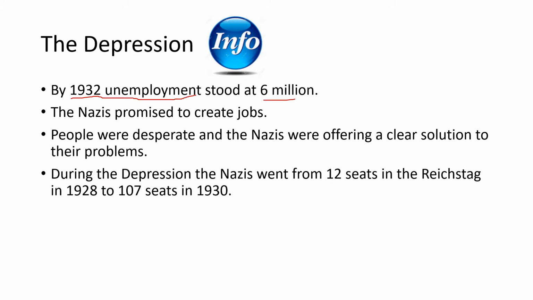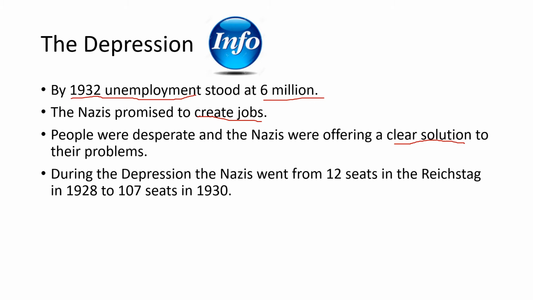You don't need to be writing this out word for word. Just pick out the important parts. So the Nazis promised to create jobs, which is obviously, if you've got 6 million people unemployed, creating jobs is very important. So I'll underline that. People, the Nazis were offering a clear solution. If you can see that the Nazis are offering a solution, maybe that would let you know that the government isn't. So that's for your higher ones.